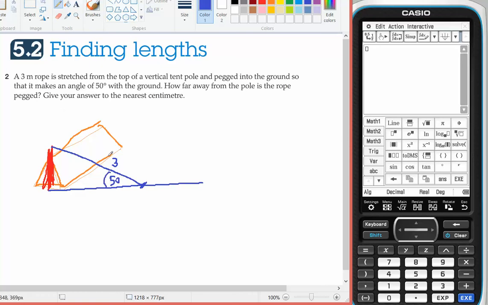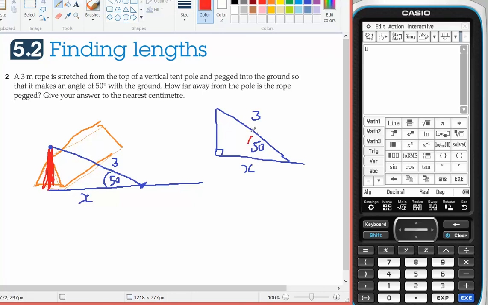So a 3 metre long rope, there's my 3 metre long rope, is stretched from the top of a vertical tent pole and pegged to the ground there. And it makes 50 degrees with the ground. How far away from the pole is the rope pegged? This is the distance I'm looking for. So I can then see a right angle triangle where there's my right angle, there's 3, there's 50, and I'm looking for x.